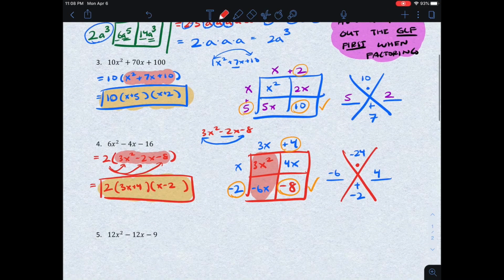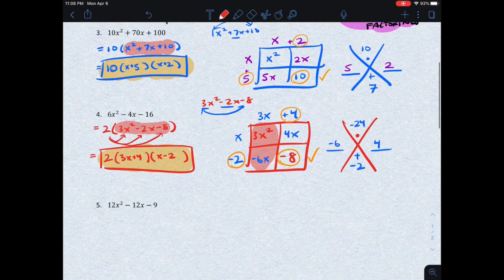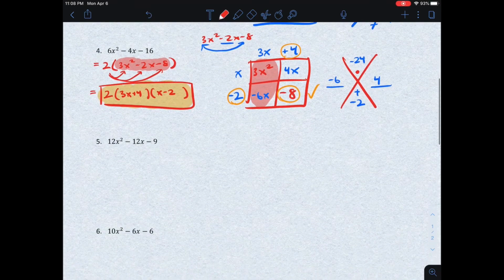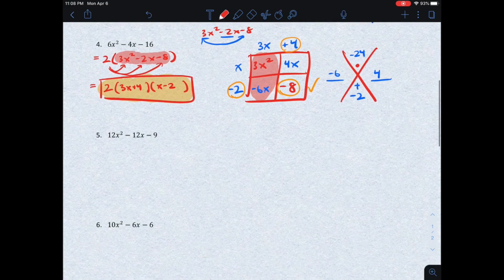So at this point, what I want you to do is, when you feel ready, pause the video and try number 5 on your own. Let's see how you do. So here, what I would do first is look for the GCF, which in this case is 3. Carefully fill out the rest, right? You should have got 4x squared minus 4x minus 3.